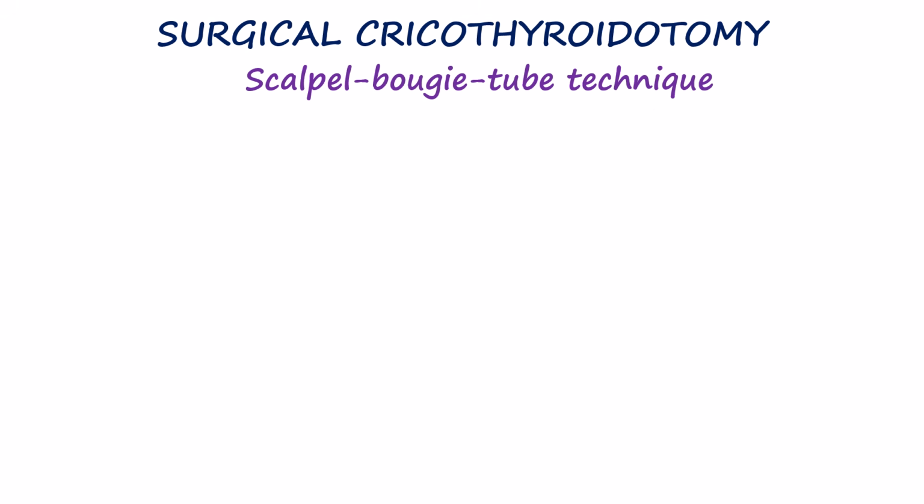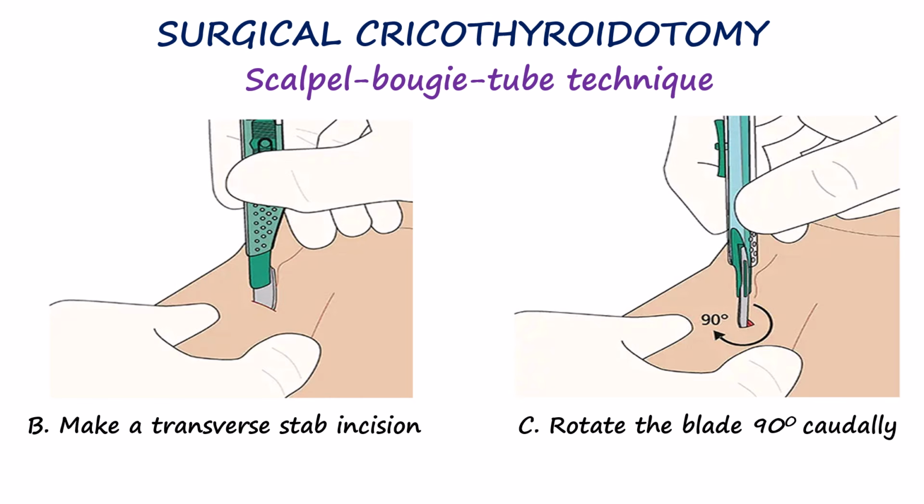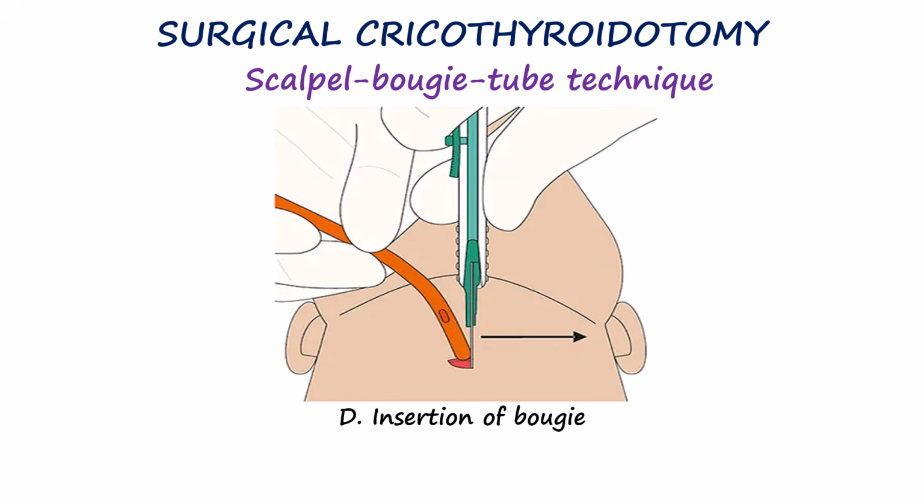If the membrane is palpable, a transverse stab incision is made through it with a scalpel. The blade is then rotated 90 degrees so that the sharp edge faces caudally. Doing so extends that incision site so that the bougie and the endotracheal tube pass smoothly later. The bougie is inserted with the tip facing caudally toward the lungs. Gentle clicks of the tracheal rings can be felt, confirming tracheal placement during the advancement.